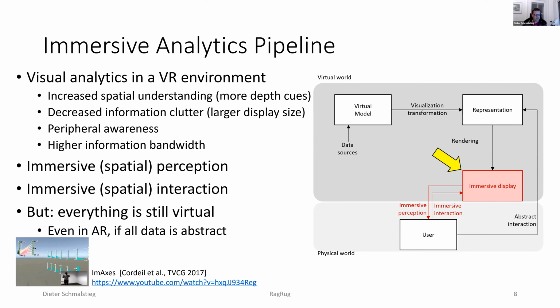You get immersive interaction. If you have a hand tracker, then you can grab the data, the visualization that is in front of you, rather than having this indirection by using a mouse. But in the end, everything is still virtual. So even in AR, all data is abstract. This can still be very compelling. I'll just show you this really nice work, IMAXIS, also from the Monash group in Australia. Let's hope this YouTube video plays.